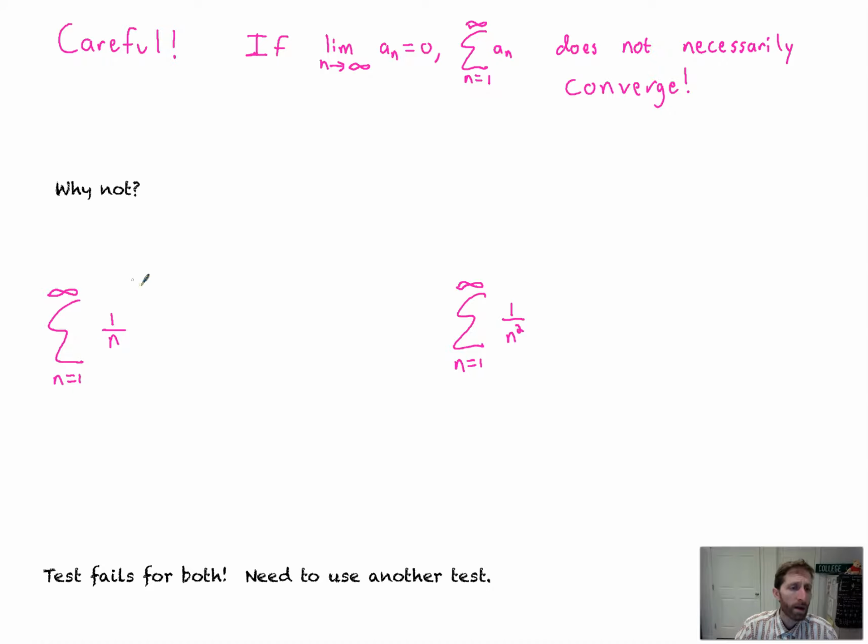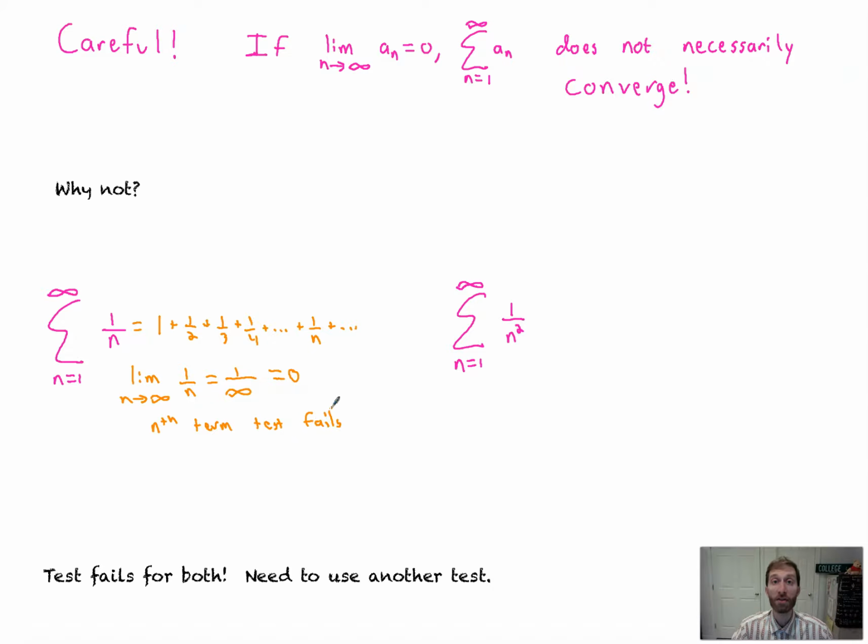For example, this one right here, the series of 1 over n, that's the harmonic series from n equals 1 to infinity, is equal to 1 plus 1/2 plus 1/3 plus 1/4, and so on and so forth. Now, when you take the limit as n goes to infinity of 1 over n, you get 1 over infinity essentially, which goes to 0. That means that the nth term test fails. So nth term test fails, and you need to use another test.